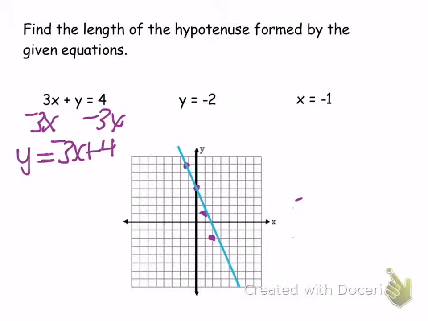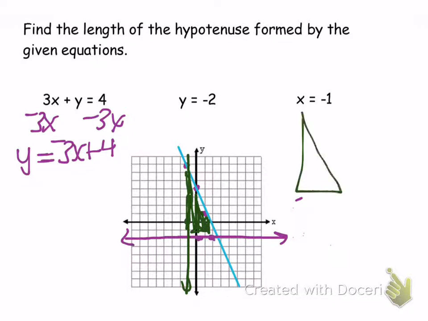All right, and then I have y equals negative 2. So I'm going to go to my y-axis and put a point there. This will be a horizontal line. Okay, and then x equals -1, so this is going to be vertical, going through -1 on the x-axis. Okay, so what we have here is this triangle here.